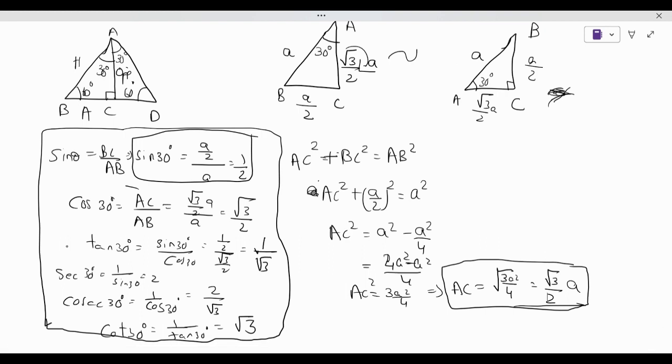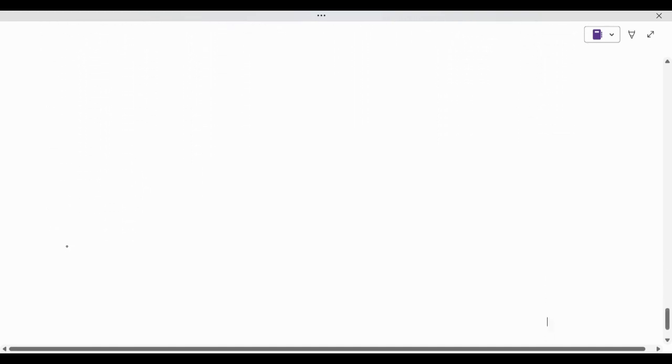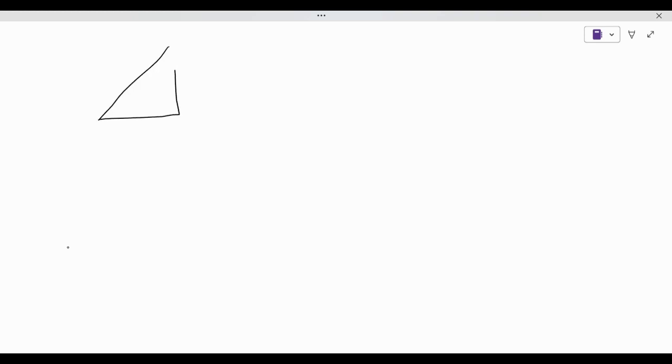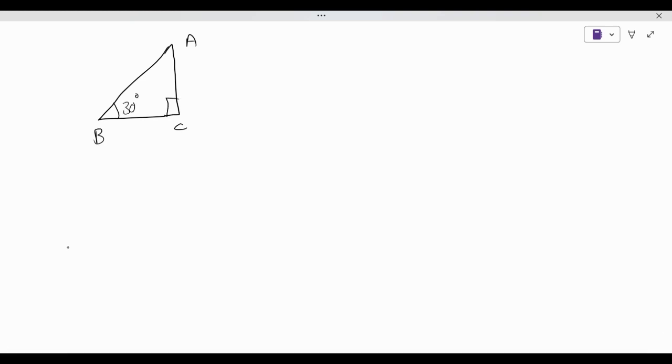Okay. So the same triangle I'm drawing, A, C, B. This is 30 degree, and this was 90, right? Now we know the sum of three angles of a triangle will be 180 degree. So theta plus 30 degree plus angle C, which is 90 degree, equal to 180 degree. So theta is equal to 180 degree minus 120 degree. Theta is equal to 60 degree.